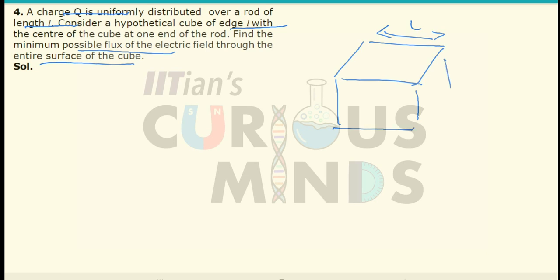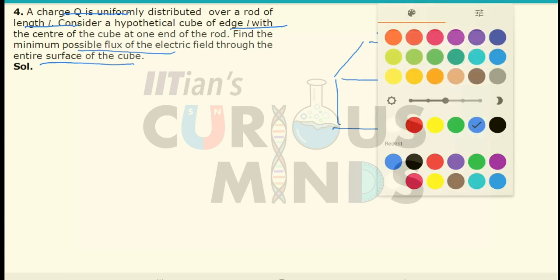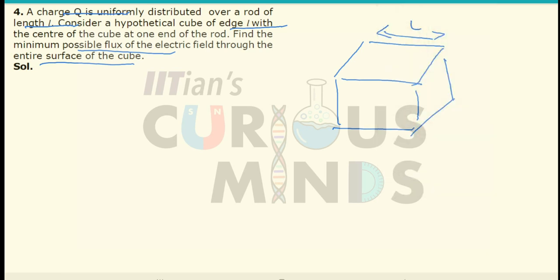A rod of length L has to be placed such that the minimum flux passes through the cube. The minimum flux will pass through the cube when the minimum amount of charge is inside it. It means that the rod has minimum length inside the cube. This is possible when the rod is kept perpendicular to one of the sides. Now, what is happening in this particular case?